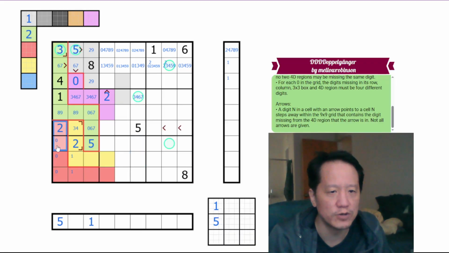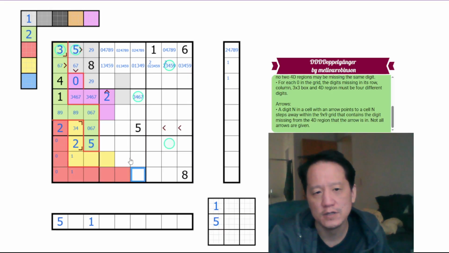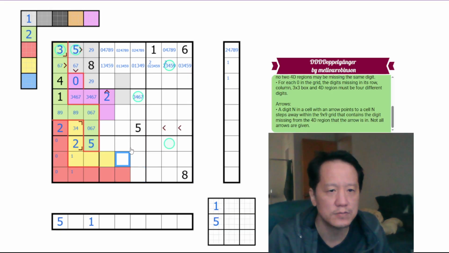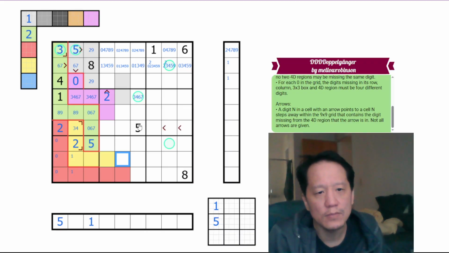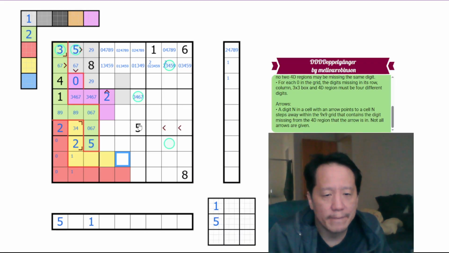That means this must be 1, 2, 3, 4, 5, 6, 7, 8. And it could go up or it could go to the right. We don't know. Okay. That means we're not missing a 2 here. So we have to be missing a 2 in one of these cells. Interesting.